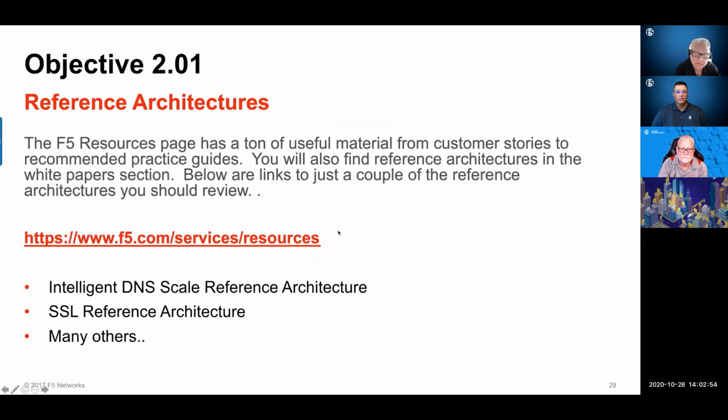And then another key thing I wanted to put out there: there are a lot of resource links, they're all good, and you can use them to go back and reference this. We do have reference architectures that we publish at F5, for example for intelligent DNS or SSL. Definitely take a look at some of that, and it will help you as you study to understand key components and how you can position these products.